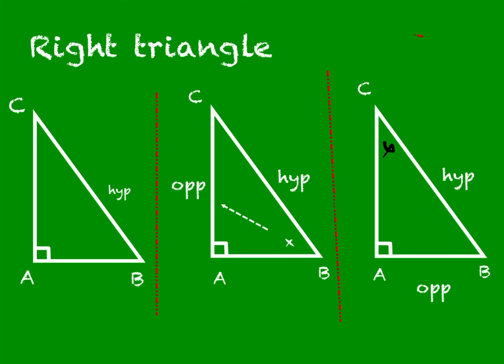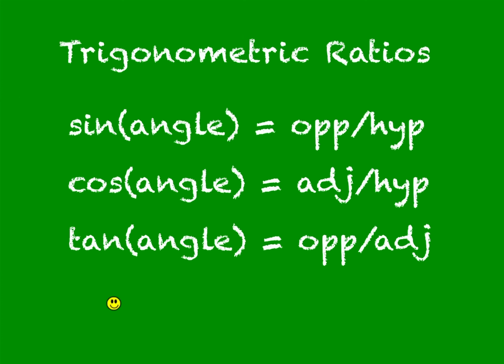Then the last side, the third one, is the adjacent, because it is the neighbor of the angle. Look, x is here, so adjacent is here. If we know that, the rest of the part is easy.